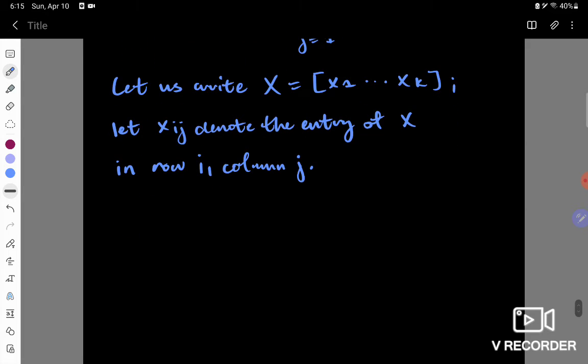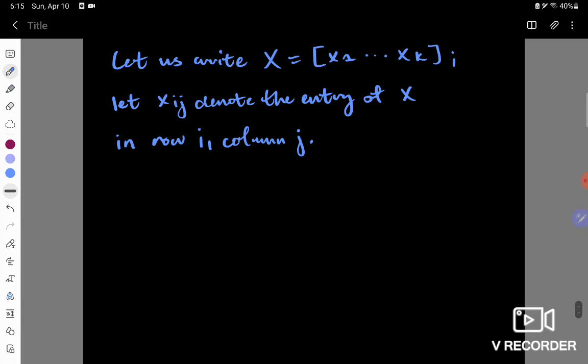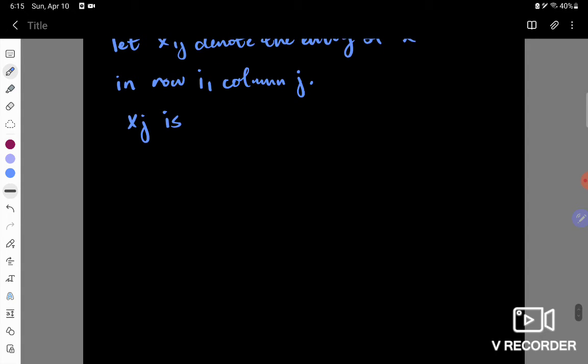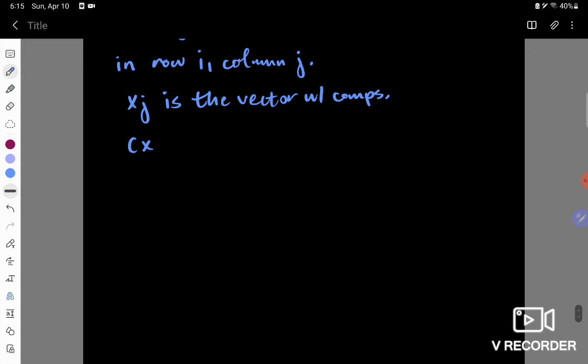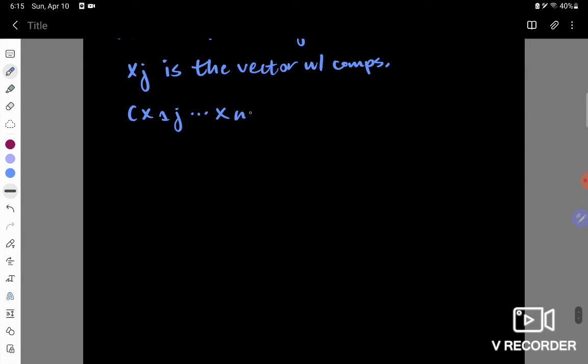So we have k columns and we have n rows. So we have an n by k matrix here. So x is n by k. And x sub j is the vector having components x1j through xnj.